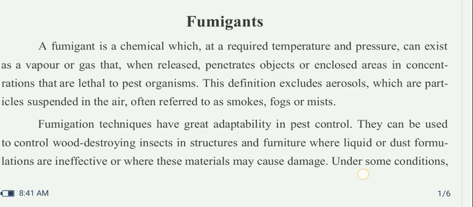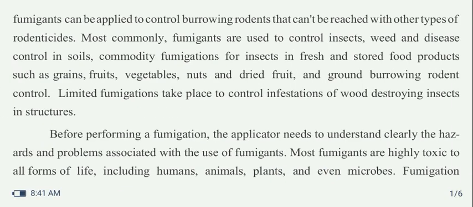Under some conditions, fumigants can be applied to control burrowing rodents that can't be reached with other types of rodenticides. Most commonly, fumigants are used to control insects, weeds, and disease in soils. Commodity fumigations are for insects in fresh and stored food products such as grains, fruits, vegetables, nuts, and dried fruit, and for ground burrowing rodent control. Limited fumigations take place to control infestation of food destroying insects in structures.